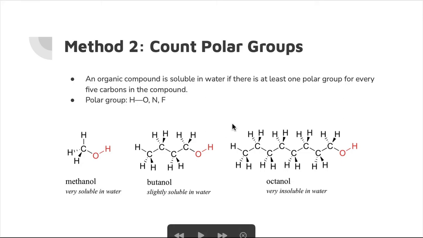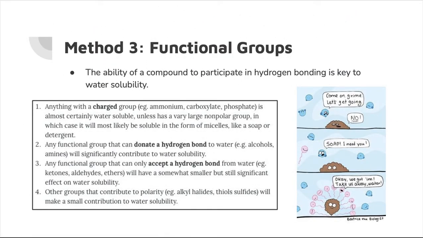So the third method is using functional groups, and honestly, this was something I didn't know until recently. So I think it would be helpful if you guys knew it now while you're still in organic chem. The ability of a compound to participate in hydrogen bonding is key to water solubility, like I showed in the oil and water example. Again, a compound can hydrogen bond with water when it's polar, and it can be polar only when there are differences in electronegativity. And there are functional groups, or specific groups, that have specific structures.